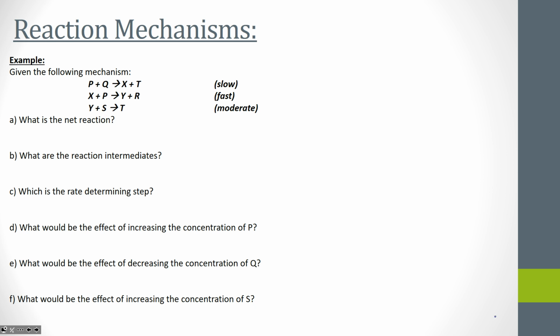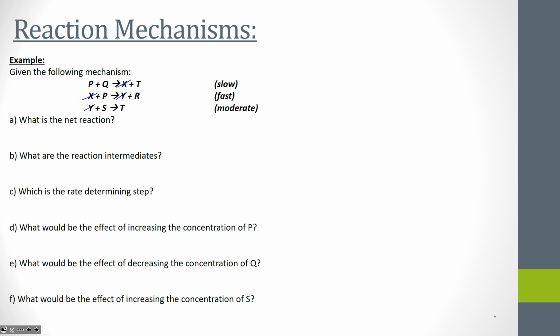If we're going to go through and find our net reaction, the first thing we're going to do is cancel out anything that appears on both sides. I look on my screen here and I see that X is made, then X is used. So I can cancel that out. Y is made and then used. So I can cancel that out. Now I don't see anything else that appears on opposite sides.